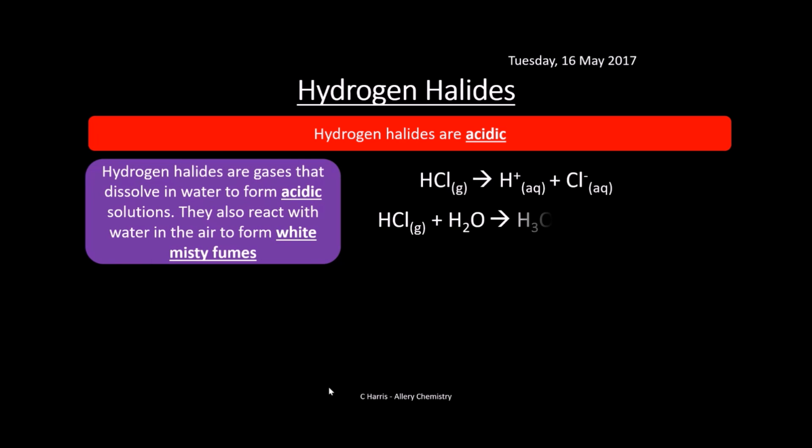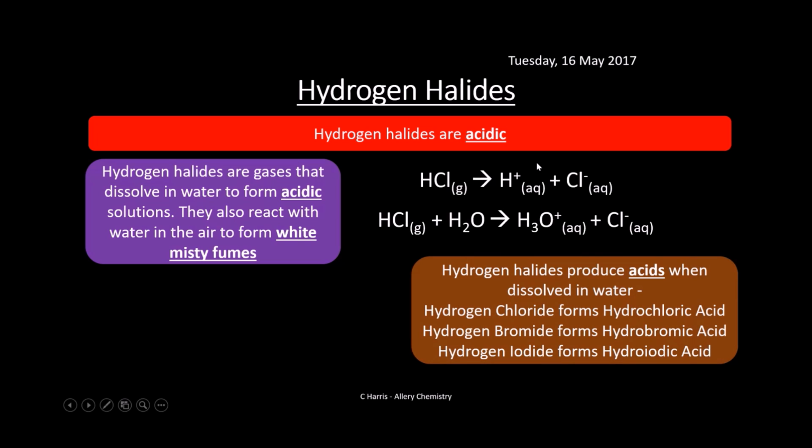Okay, so hydrogen halides, they're acidic. If we look here, we've got hydrogen halides. They're all gases that dissolve in water to form acidic solutions. Remember, these were the products of the first step, step A. They form white misty fumes as well when they're in air. So you can see here, HCl will dissociate to form H+ and Cl-. That's what makes it acidic. Or if you dissolve it in water, again, you form this. This is just another way of writing it. Hydronium ion or hydroxonium ion. This is what makes it acidic. And obviously you produce your chloride ions. In reality, this is what you get.